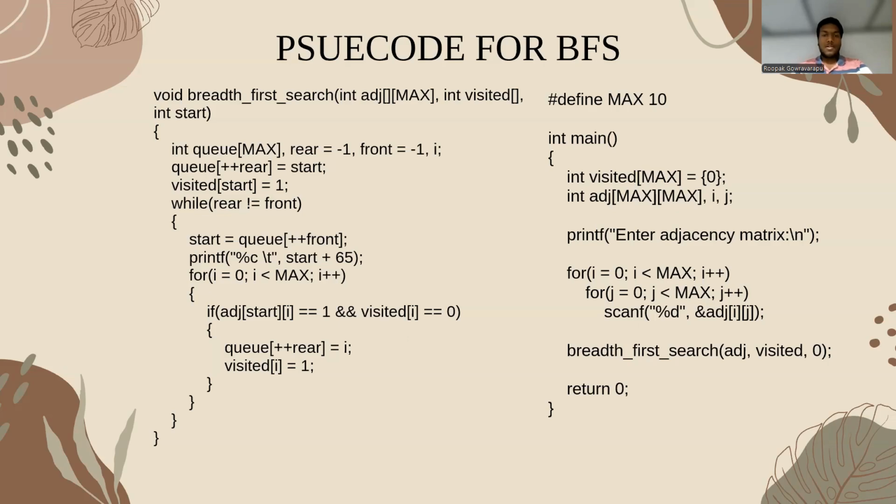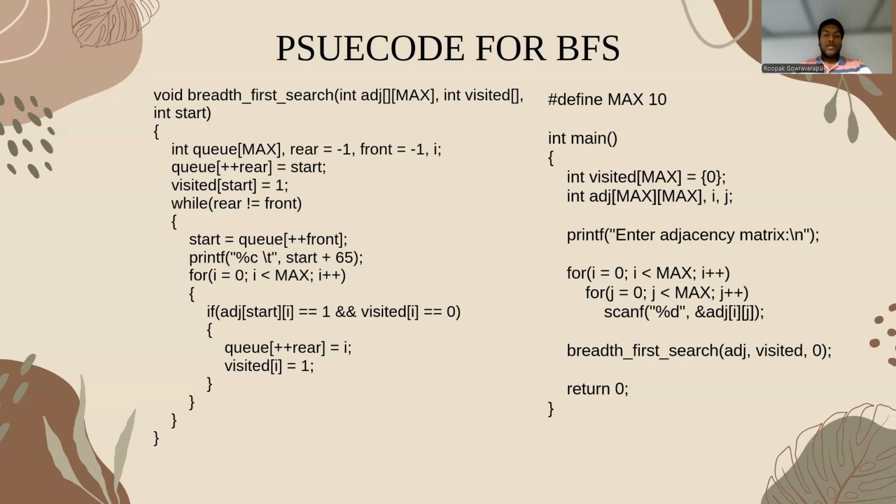Today I'm going to explain the pseudocode for BFS. Let us start with the function BFS. We begin by taking the adjacency matrix, the visited array, and the starting node as inputs. Inside the function, we declare an integer array called q of MAX, which will act as our queue for BFS. We also initialize rear equal to -1 and front equal to -1, which means the queue is empty because both pointers are at -1.